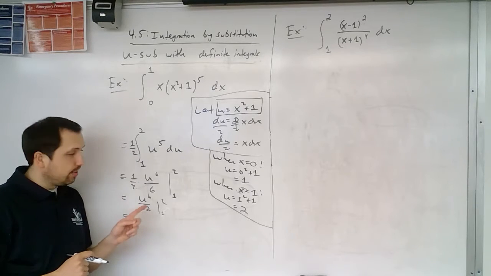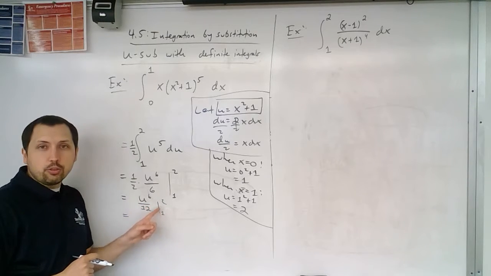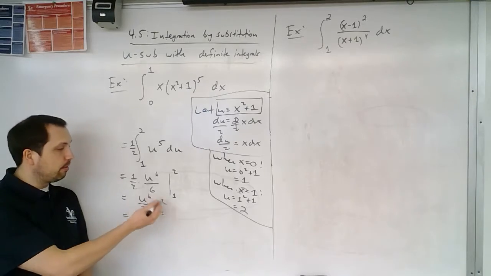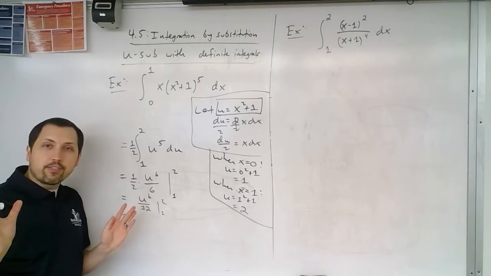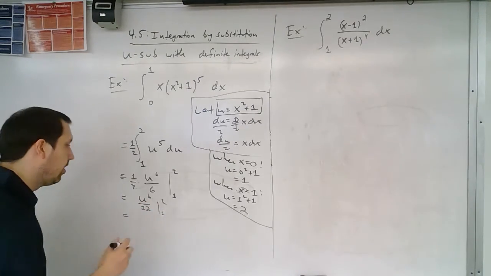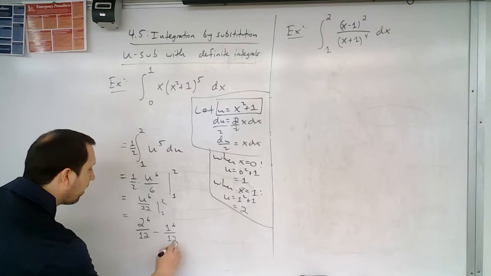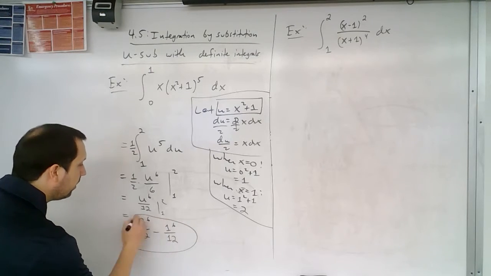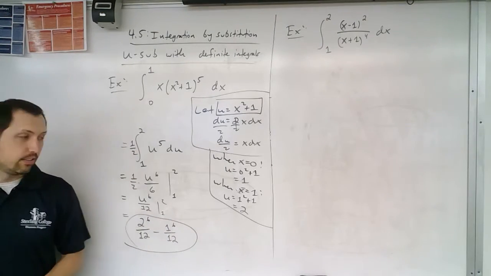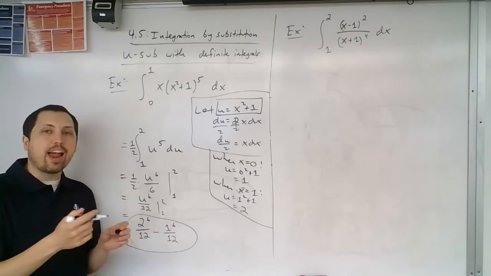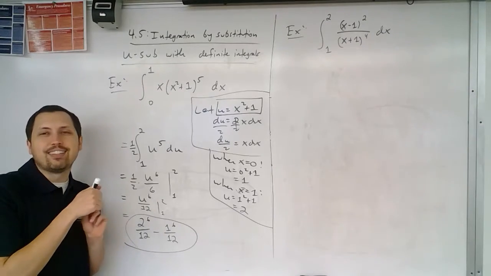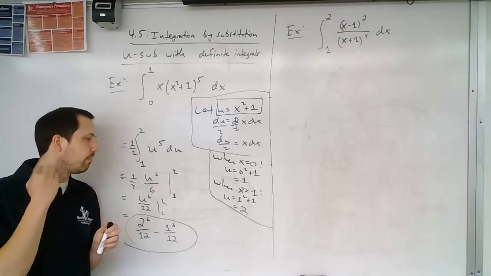Now, because these are u's going from 1 to 2, I can simply plug this in. No different than I did with x's. So I have 2 to the 6th divided by 12 minus 1 to the 6th divided by 12. And that is my answer. You could simplify this with fractions if you want to, but not really a need to do that.